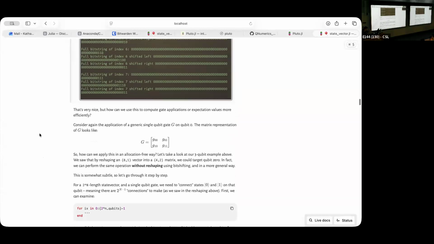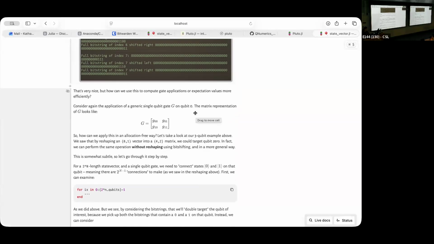Or indeed the expectation values. So let's look again at some generic single qubit gate G that operates on qubit 0. We have some matrix representation of G that looks like this. There's some element little g00 that maps the incoming qubit state 0 to the qubit state 0. And then there's g01 that takes incoming state 0 and maps it to 1. And then similarly for the other two. So we can actually apply G to some state vector in an allocation-free way.